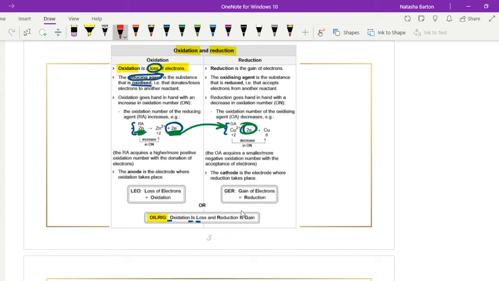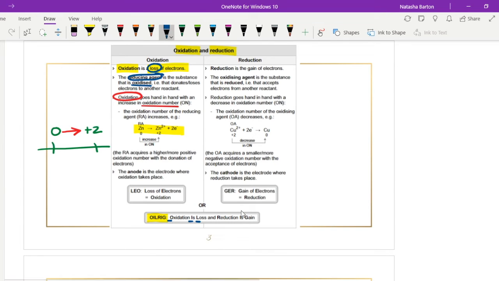For your reducing agent, the substance which is oxidized, when oxidation takes place, you will find that the oxidation number increases. So if we look at this reaction of zinc, where zinc is being oxidized, it is losing electrons and acting as the reducing agent. Zinc goes from having a charge of 0 to having a charge of positive 2. So we say that when something is oxidized, its oxidation number increases. And that's what you're seeing here.